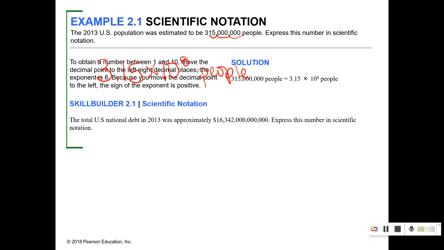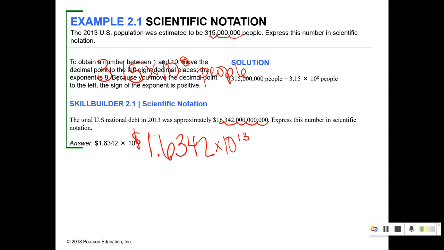So here we've got another number in standard notation. Again, the decimal goes between the first 2 non-zero numbers. And I've got 3, 6, 9, 12, 13. Don't forget your unit for this one is that dollar sign.